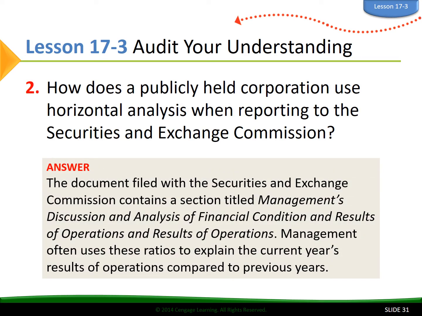How does a publicly held corporation use horizontal analysis when reporting to the Securities and Exchange Commission? The document filed with the Securities and Exchange Commission contains a section titled Management's Discussion and Analysis of Financial Conditions and Results of Operations. That's a typo that Cengage had. Management often uses these ratios to explain the current year's results of operation compared to previous years.